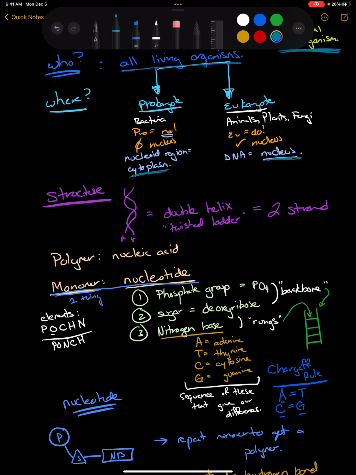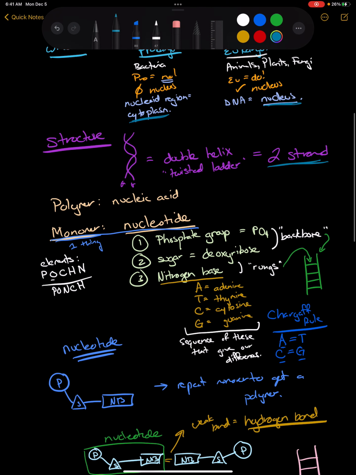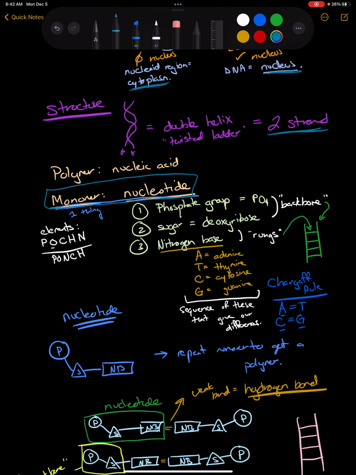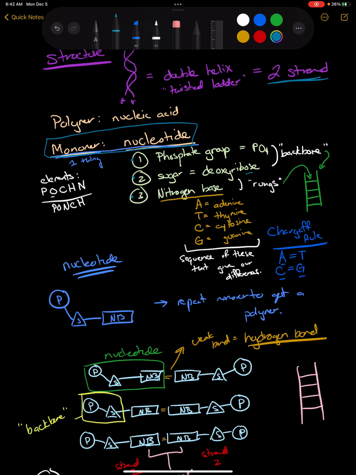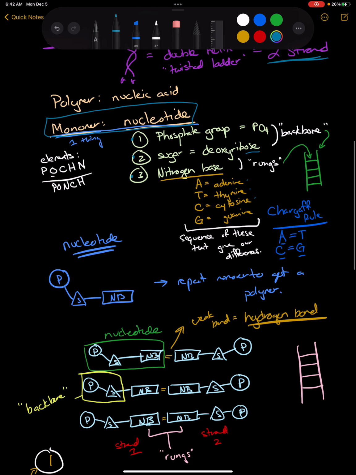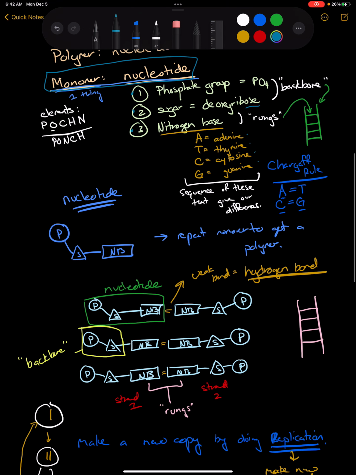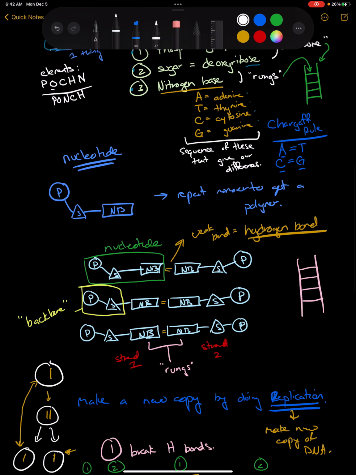DNA is made of a double helix, which means it's 2 strands. And those 2 strands are just a bunch of repeating nucleotides, because that's my monomer. My nucleotide is made up of 3 things: a phosphate, a sugar, a nitrogen base. The sugar is deoxyribose, because that's where the D comes from. And then my nitrogen bases are the A's, the T's, the C's, the G's. And they go by those Chargaff rules. So here's my nucleotide. Remember this right here, this is my backbone. And then these nitrogen bases are going to be the rungs, or the middle of it.